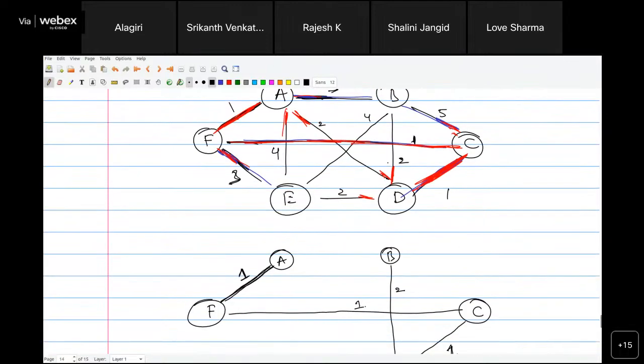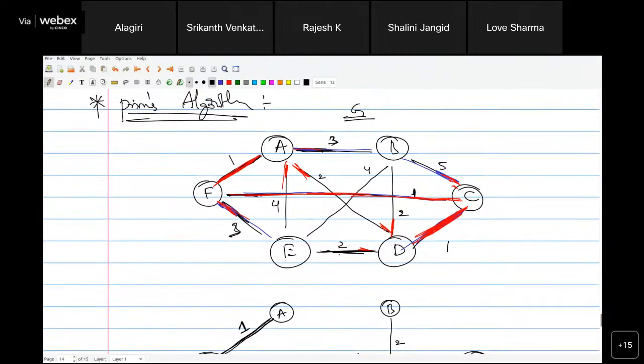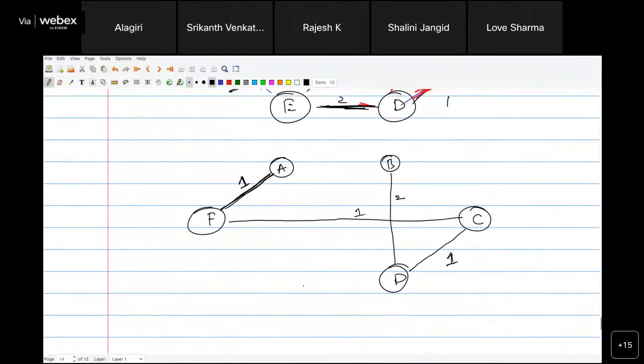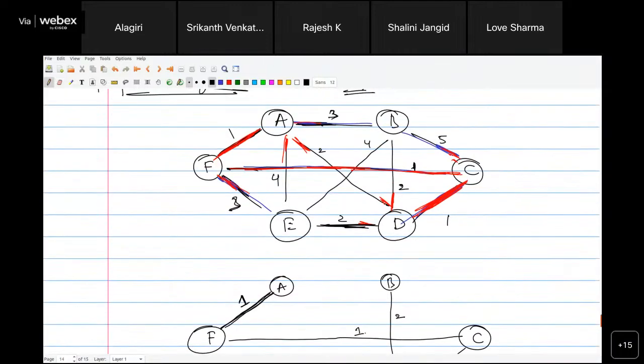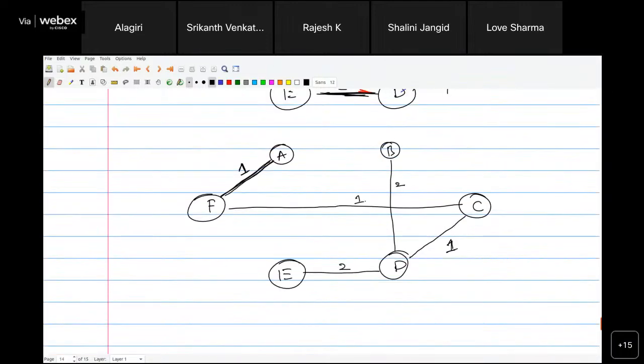So now I have minimum to be 2 again, ED. So if you see, you will have the minimum to be ED only. So all other weights are greater than 2. And again, if I take AD, it will create a cycle. So there is ED. So I will add ED edge to my spanning tree. So now I have got this. So has every vertex come into my spanning tree?